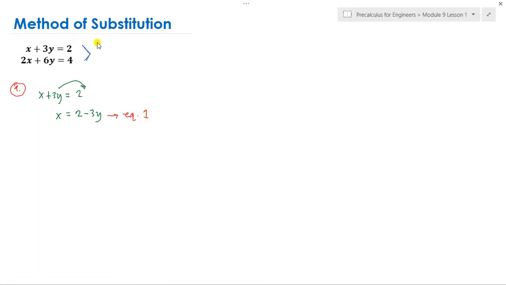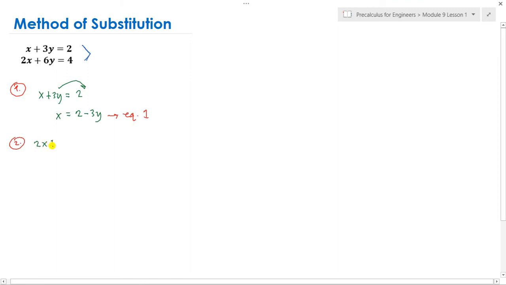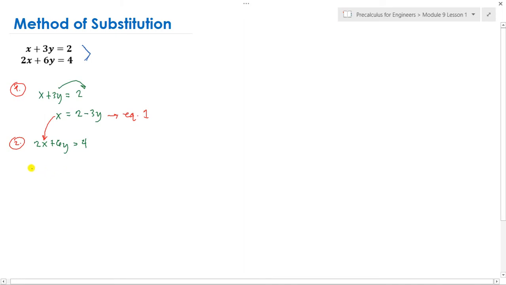So what's next? Now, going to step 2. For step 2, jump over to the second equation, that is 2x plus 6y is equals to 4. Here we have the value of x, so we substitute it in order to make our equation: 2 times 2 minus 3y plus 6y is equals to 4. So that would be 4 minus 6y plus 6y is equals to 4.